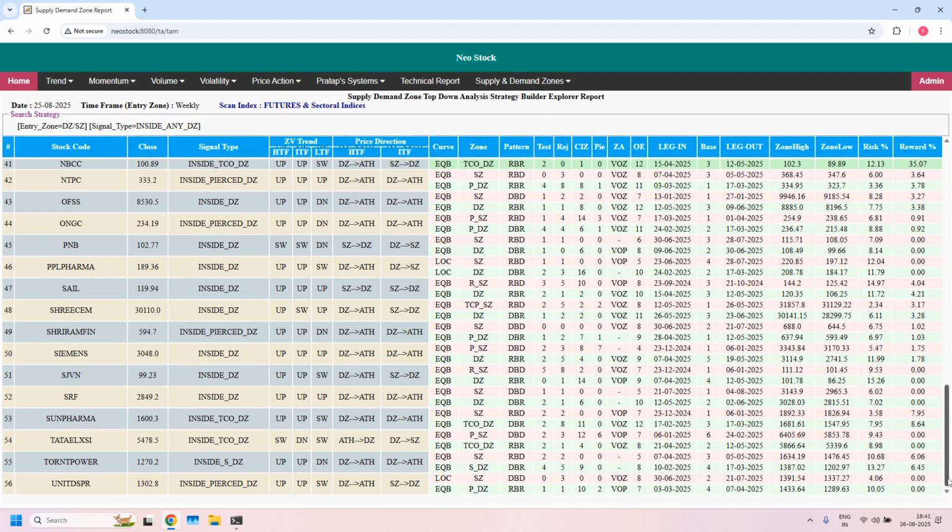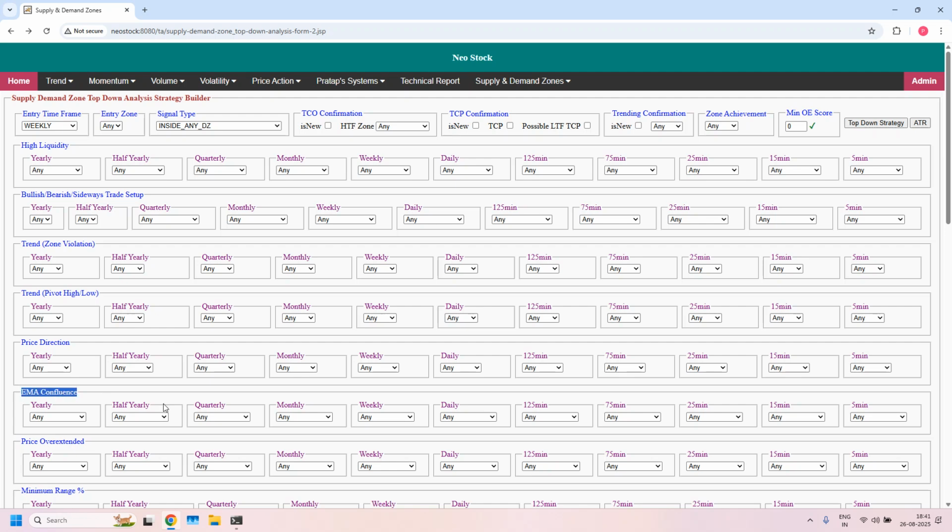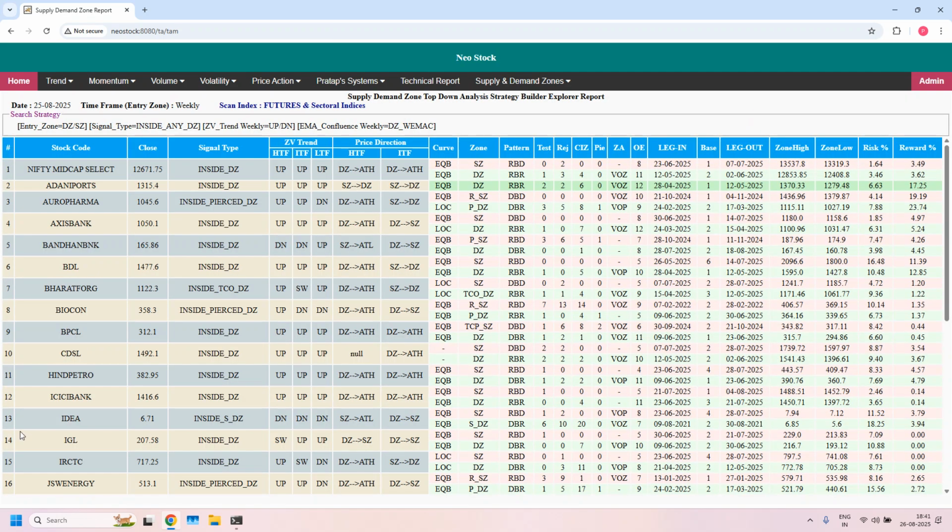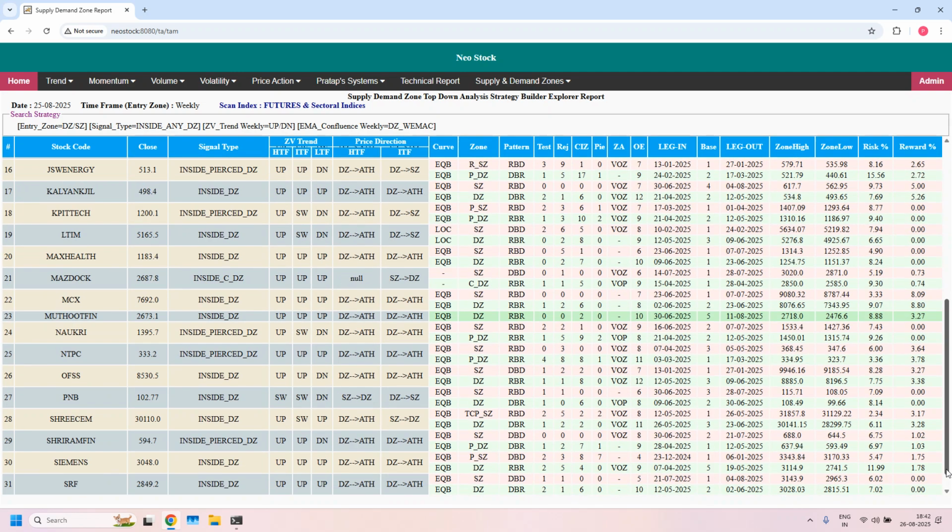We can further filter this list based on weekly demand zone having weekly EMA confluence, and also trend on the weekly should not be sideways. Now the list is reduced. First 16 stocks on the list. Scrolling the list down. So total 31 stocks are filtered.